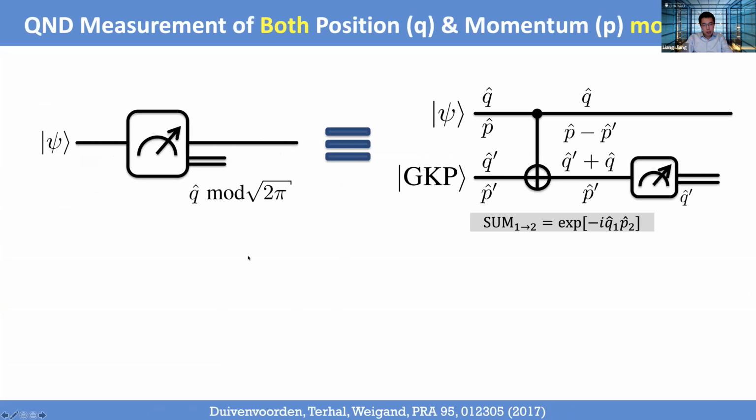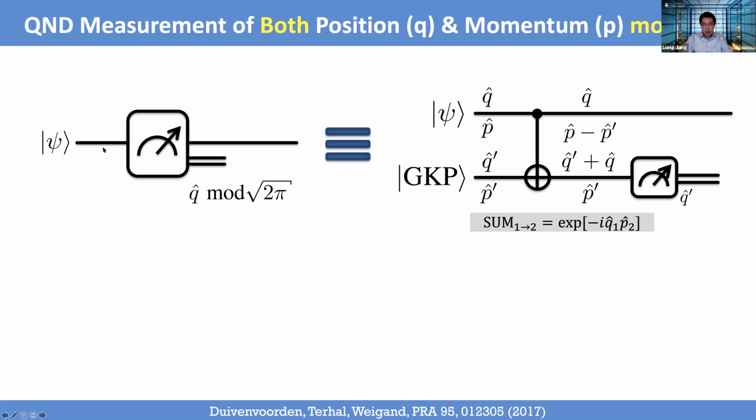In order to correct thermal noise, we need to measure the added thermal noise in the position quadrature and the added thermal noise in the momentum quadrature. One way to do it is, if we know the added noise is much less than square root of 2 pi, we just want to get that information modulo root 2 pi. And this is where GKP states come into play.